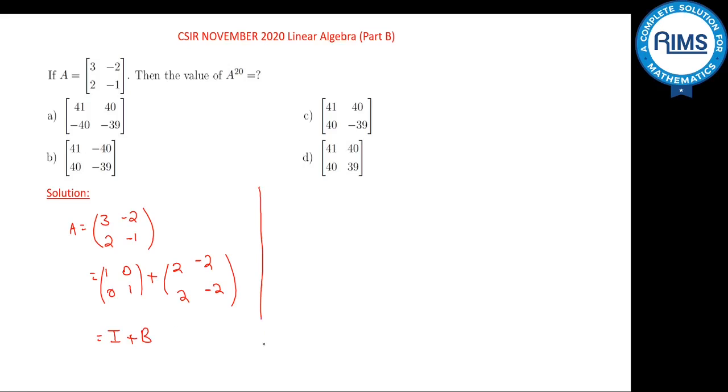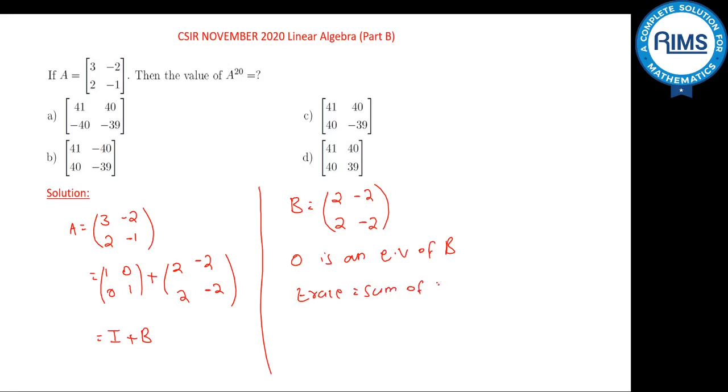That is, capital A can be written as identity matrix plus B. Now consider the matrix B. B equals [2, -2; 2, -2]. Here each row sum of B is 0, that is 2 minus 2 equals 0. So 0 is an eigenvalue of B. And we know that trace of a matrix is the sum of the eigenvalues.